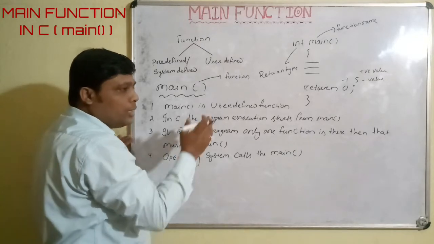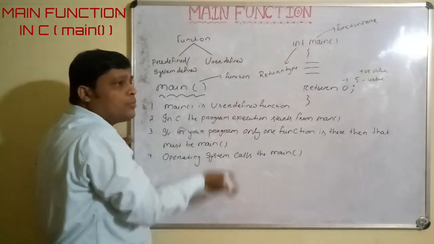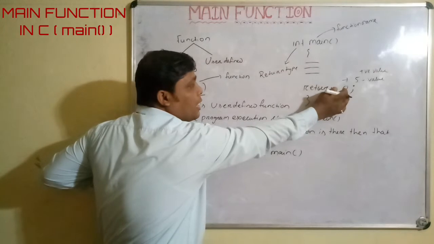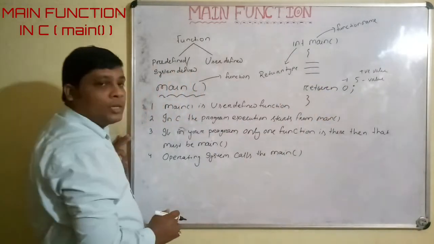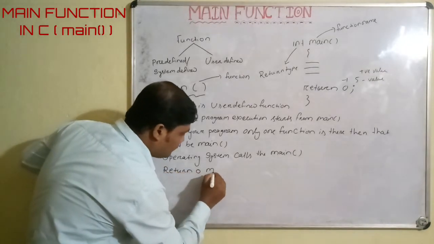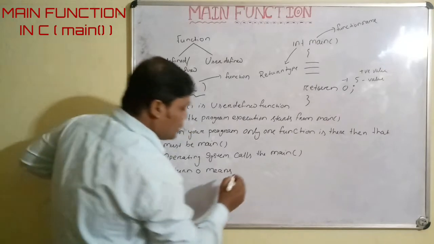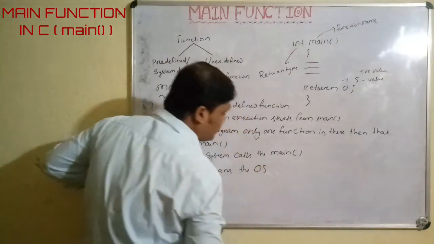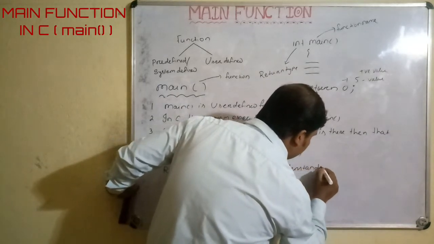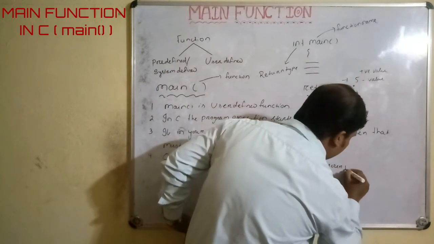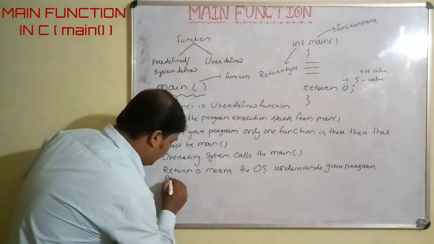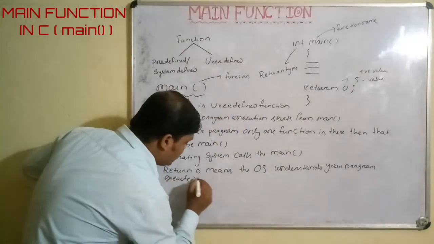Clear? So you know each function returns something. So the main function, as the return type is int, will return, I am writing, return 0. Return 0 means the operating system understands your program executed successfully.